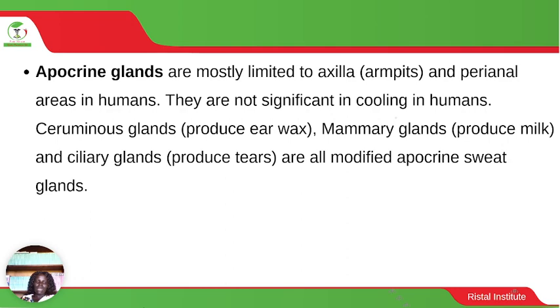So these glands are modified, they are found in specific areas, but the eccrine are the ones that are responsible for cooling of the body. When temperatures are hot, they allow the sweating of the body so that the body can cool down.